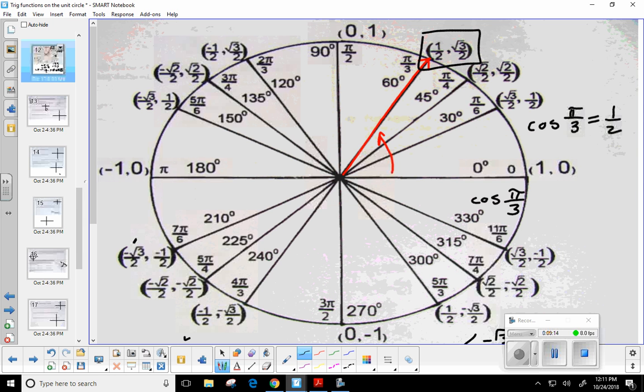See, the trig function tells you exactly what to do when you get there. Now, if I wanted sine of pi over 3, what would that be?